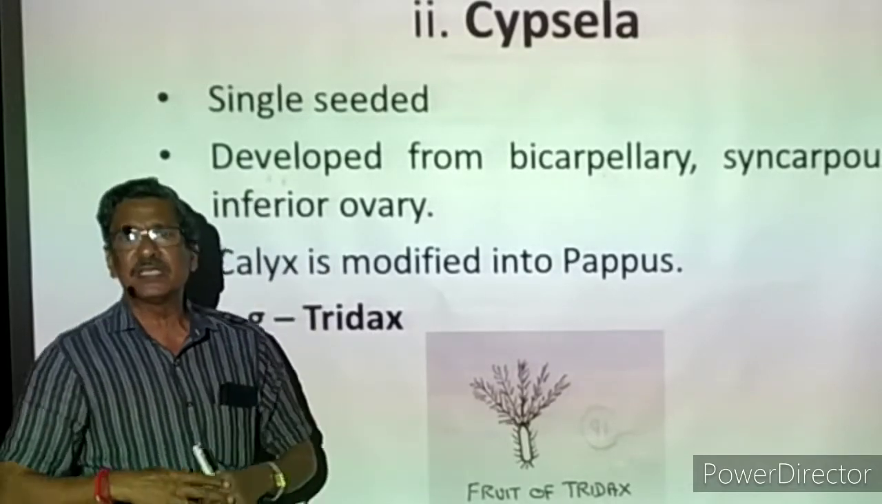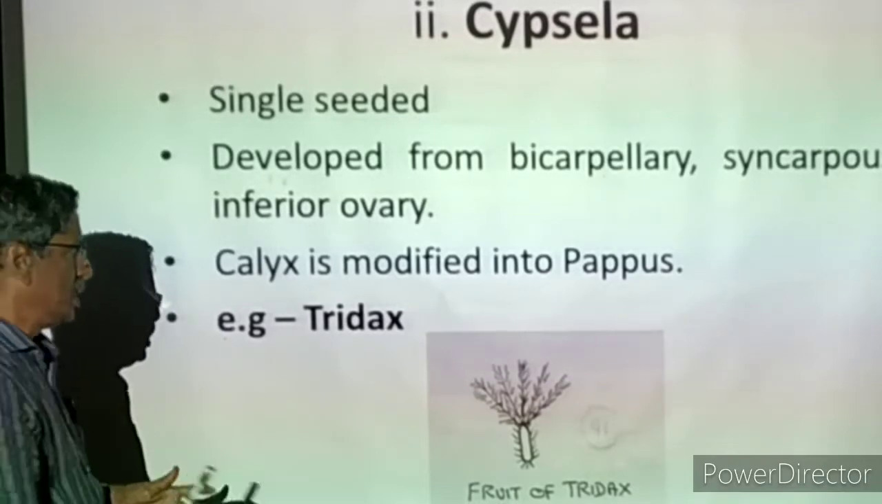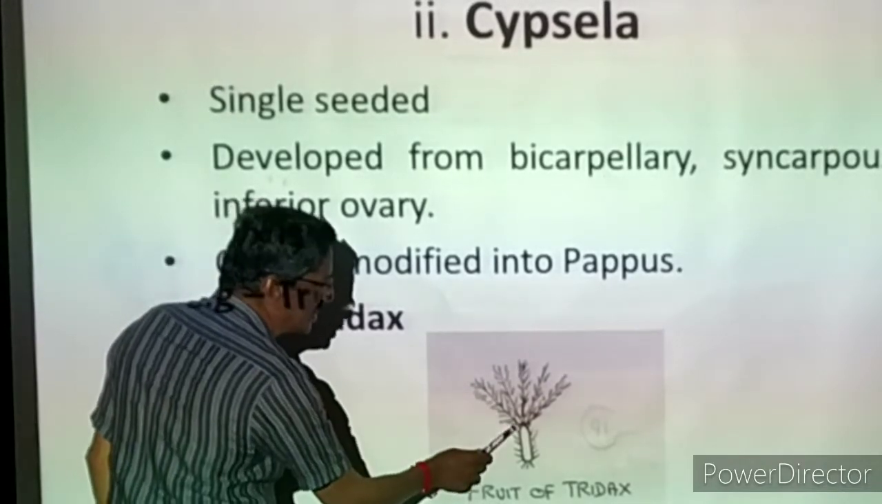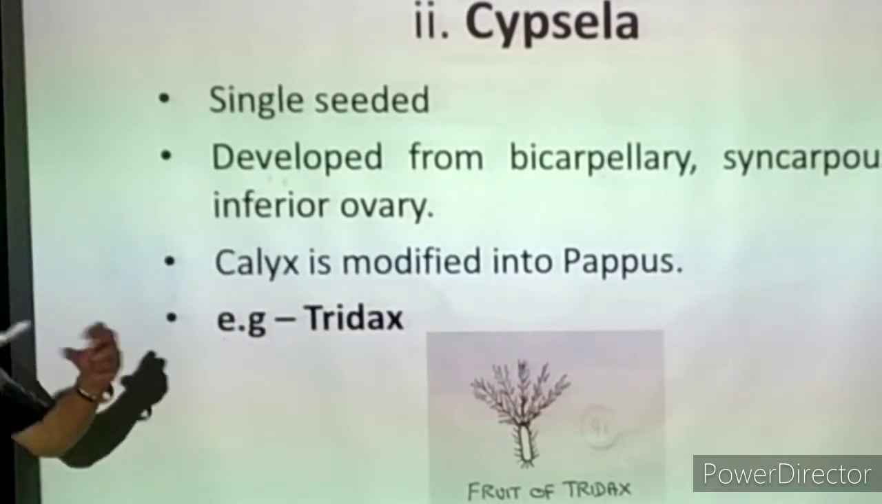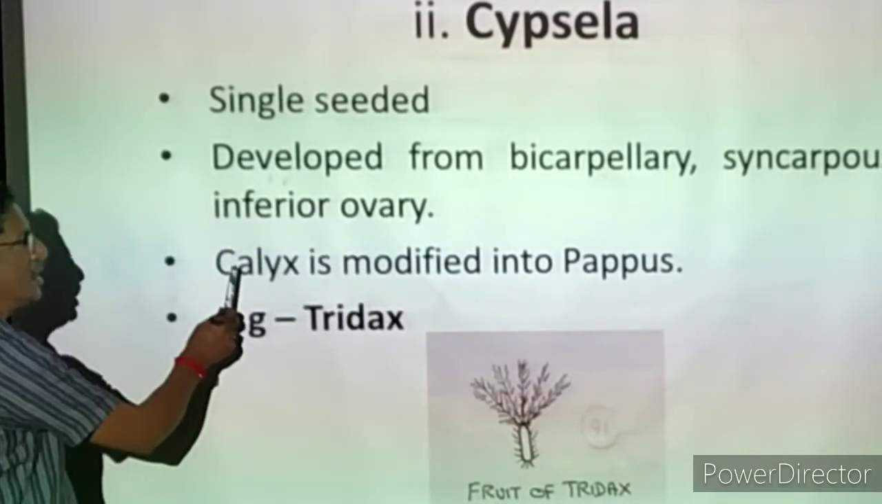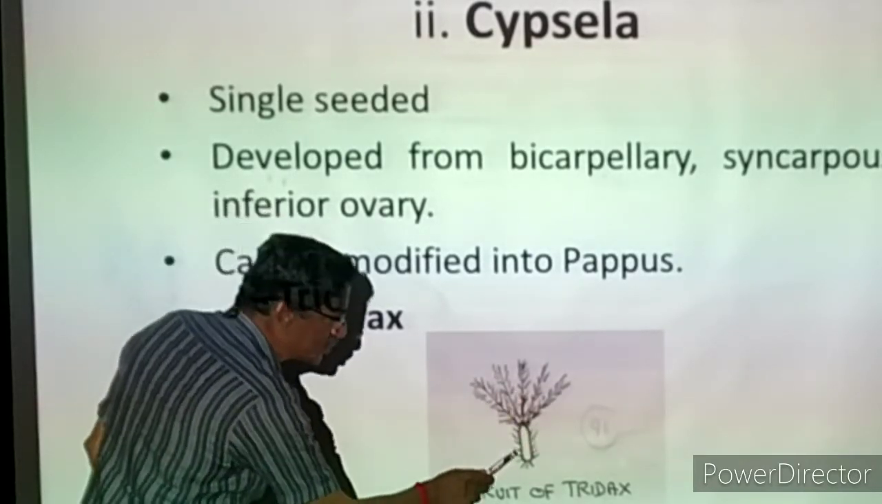We have already studied persistent calyx. The calyx is always present with the fruit. The calyx is present, sepals, but the sepals are modified into feather-like structures, some hairy structures. That is called the pappus. The whole thing is called what? Pappus.